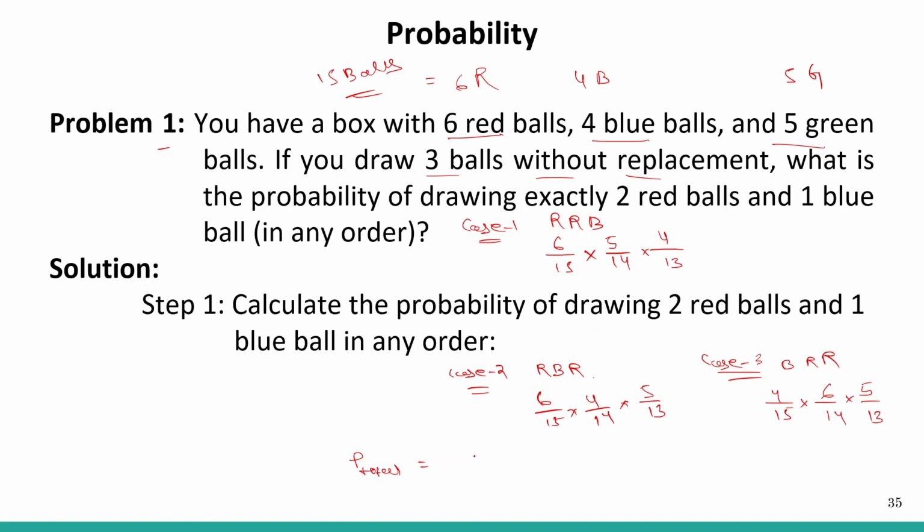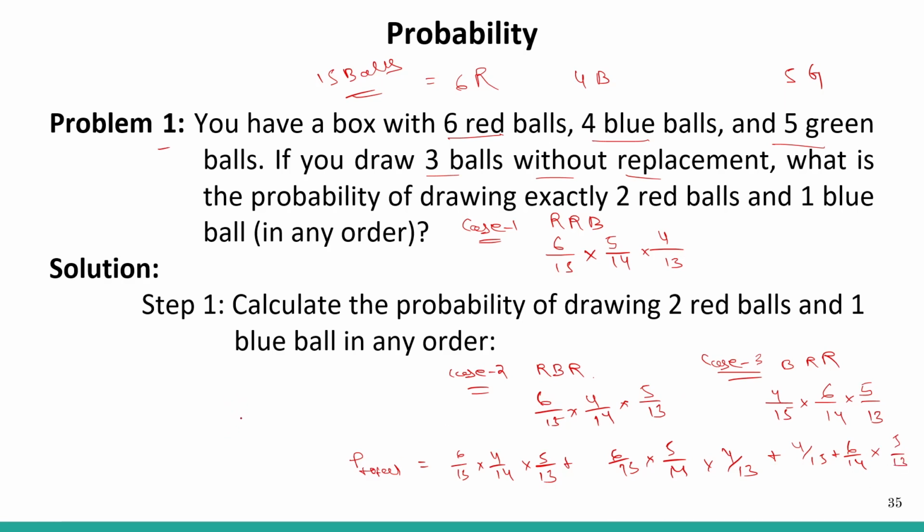So the total probability will be 6 by 15 into 4 by 14 into 5 by 13, that is the case 2, plus 6 by 15 into 5 by 14 into 4 by 13, then plus 4 by 15 into 6 by 14 into 5 by 13. So this will be the answer.